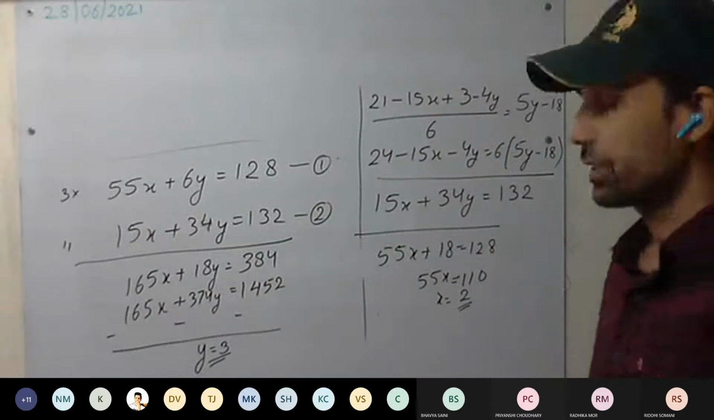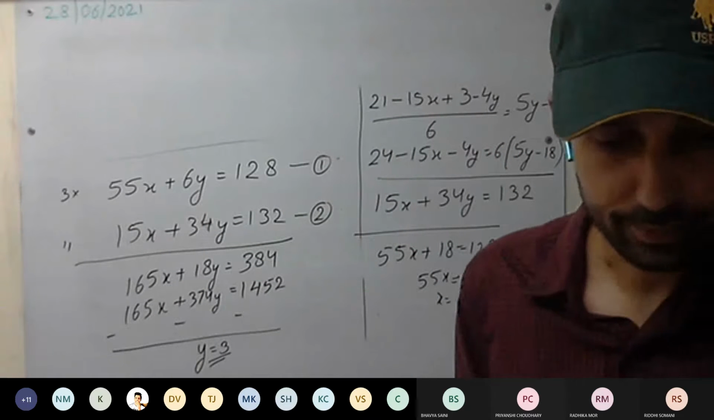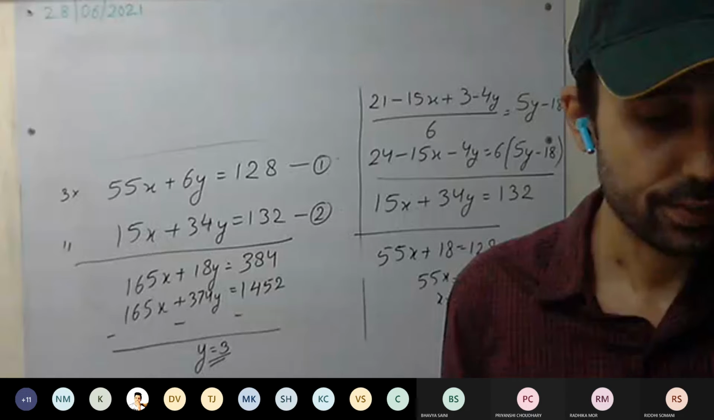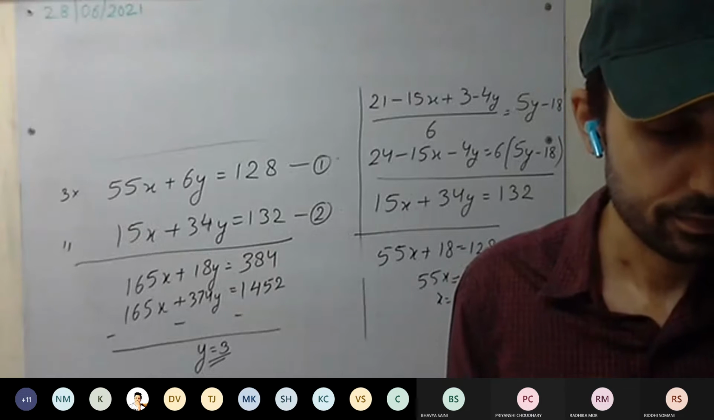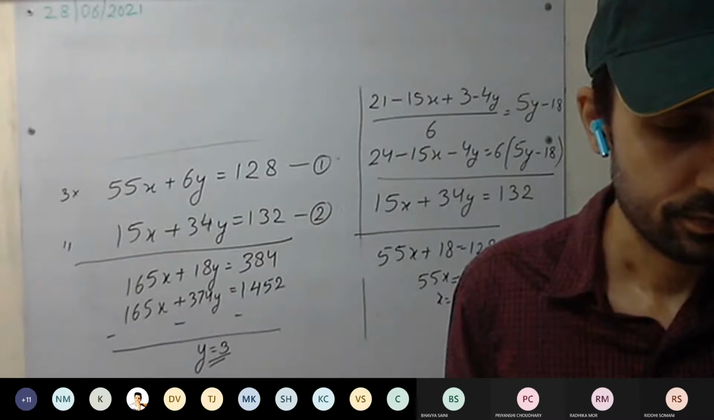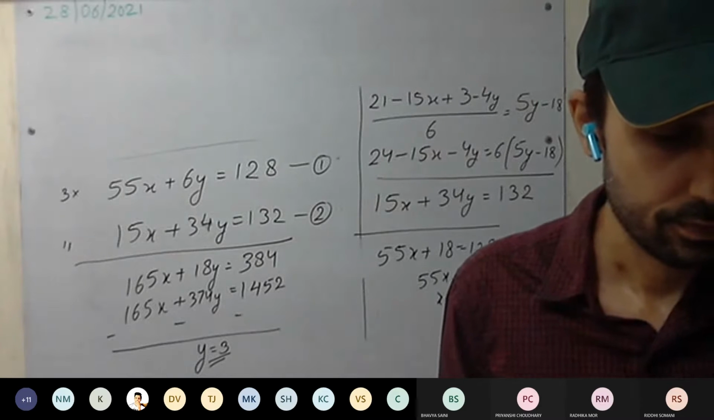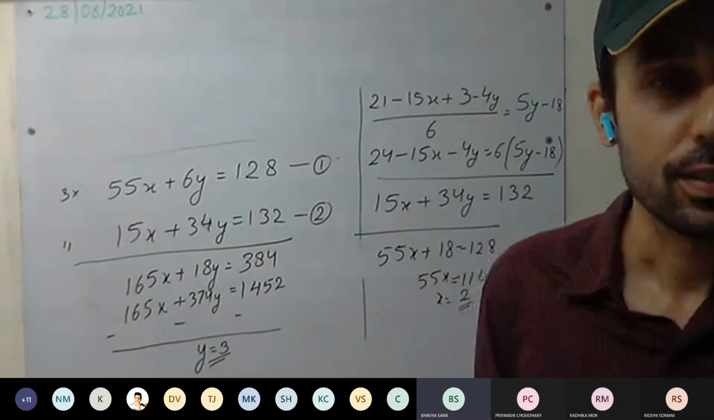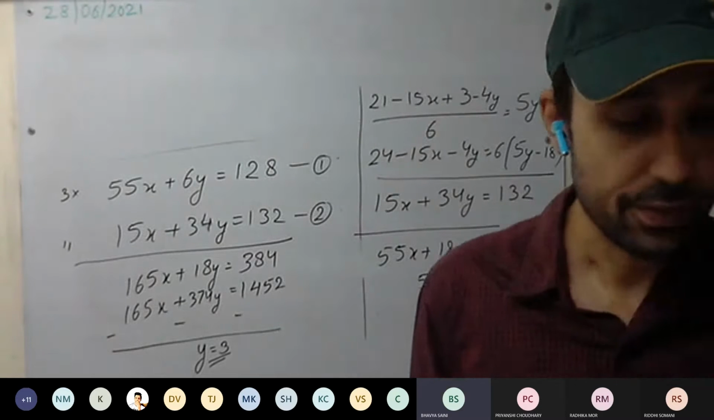Try to solve these questions yourself. 13 seconds, try to solve it. Sir, 14th, m is equal to 7. M equal to 7 it will be.